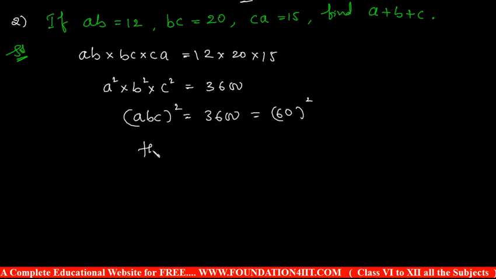Then a into b into c is equal to plus 60. We should not take minus 60, because ab, bc and ca are all positive, so abc also must be positive only.